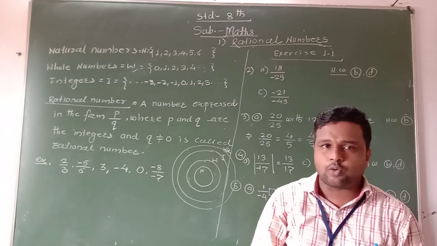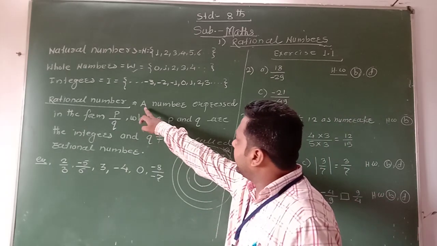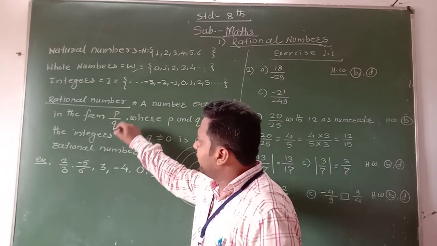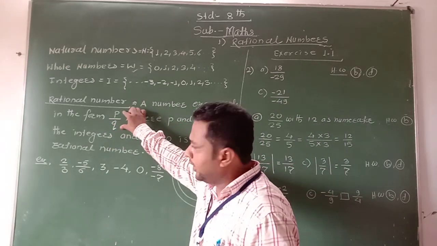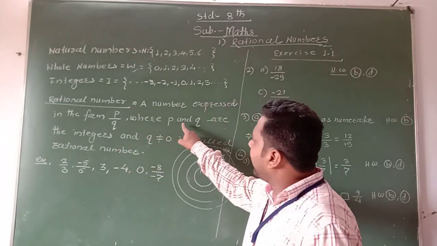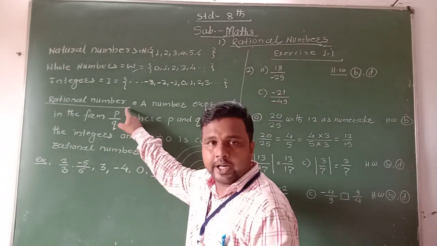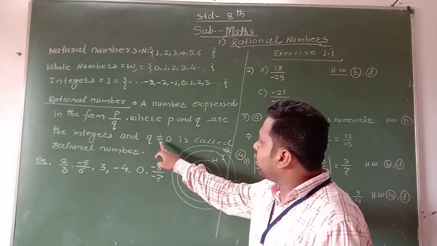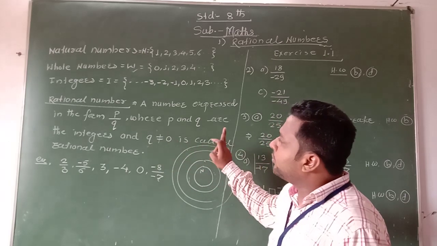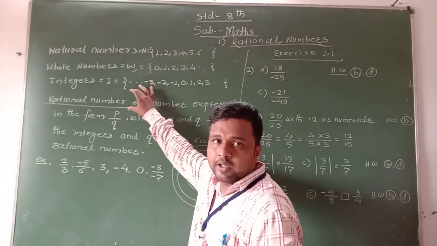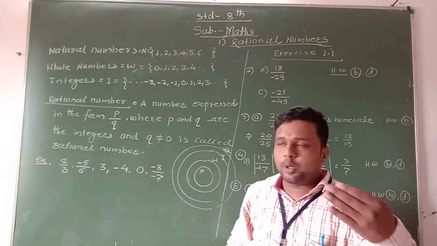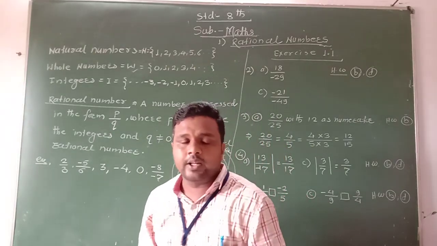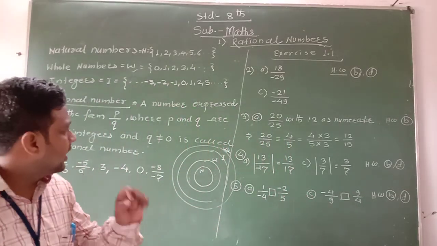Now what is the definition of a rational number? It is already written: a number expressed in the form P upon Q, where P is the numerator and Q is the denominator. Where P and Q are integers, and one condition is given: Q is not equal to 0. Then that number is called a rational number.